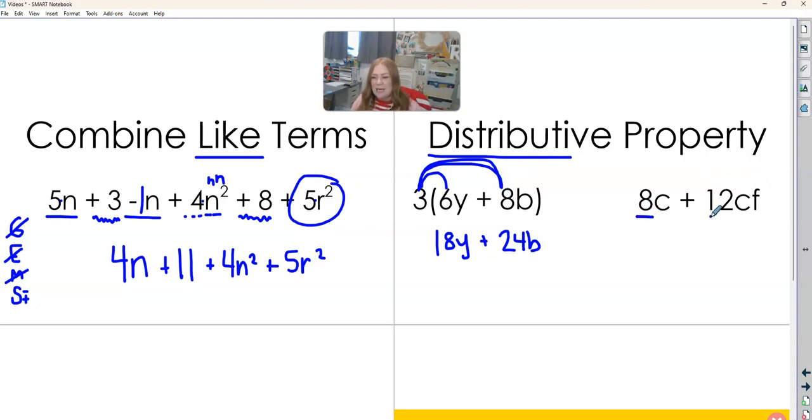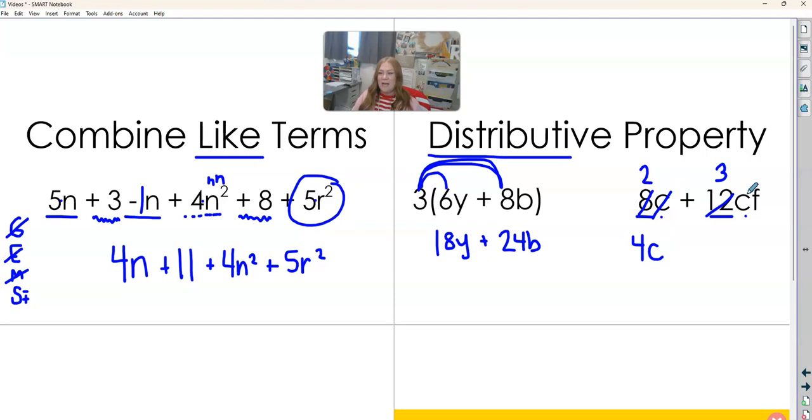So we're looking at 8 and 12, and we say, what do those have in common? What can they be divided by? The biggest thing they can both be divided by is 4. So 8 divided by 4 is 2, and 12 divided by 4 is 3, so I'm left with 2 and 3. So now I'm looking, I have C, C, and F. What else do they have in common? They both have a C to pull out.